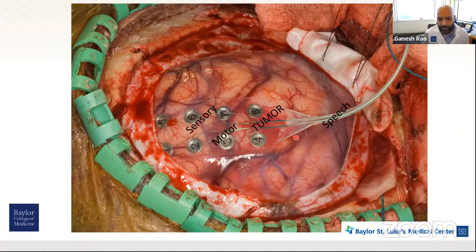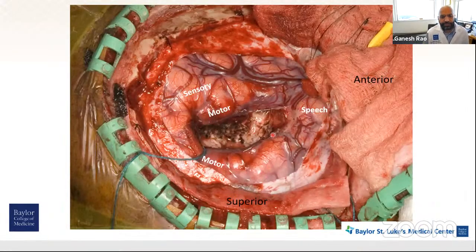Tumors that are considered low-grade gliomas, if operable, are recommended to undergo surgery. And we use these techniques of mapping the brain to make sure we are not disturbing, or at least minimizing injury to, these critical structures. After the resection, you can see the sensory and motor cortex is left intact, speech cortex is left intact, and there's a resection cavity here where the tumor has been removed, but the surrounding brain is largely undisturbed.